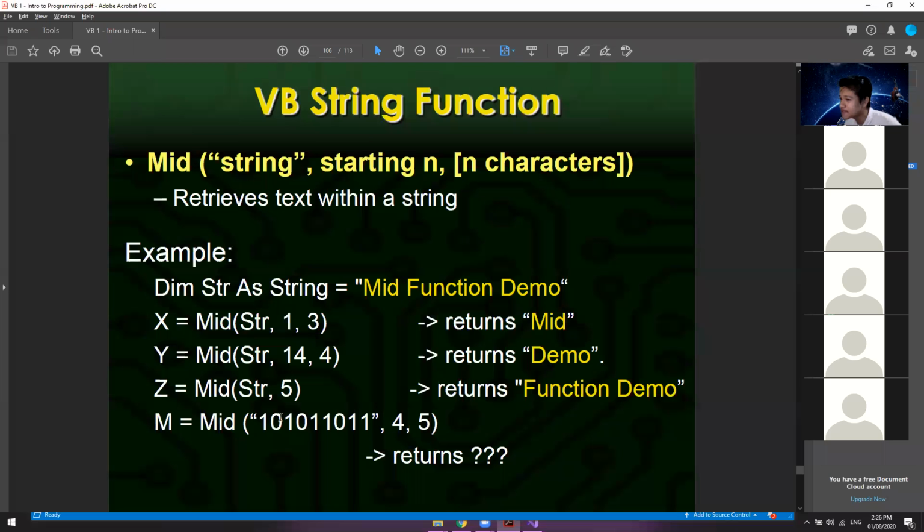Guys, so what is the value of our letter M? Okay, so our starting character, or starting N, is 4. So just count: 1, 2, 3, 4. So you start here: 0, 1, 1, 0, 1. We're going to retrieve 5 characters, so this is what you will get. Okay? 01101.